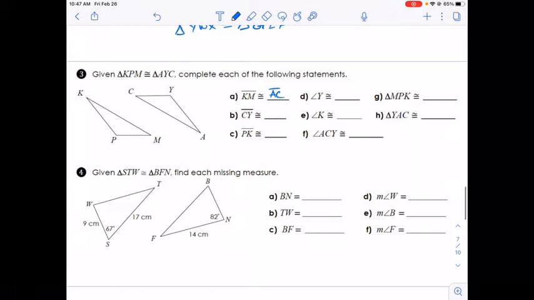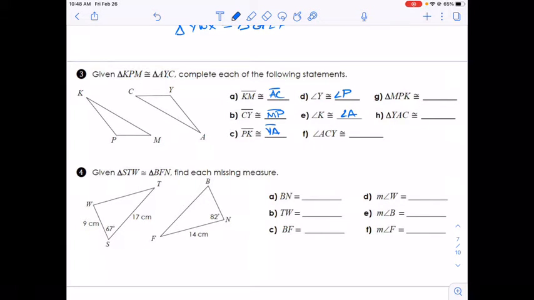Okay. B, we have CY. I'm going from the third to the middle. So this is going to go from M to P. Okay, the next one here is PK. So that's P to K, that's the middle and the first. So we're going to go YA. Got to make sure they match. So angle Y, now we know, is going to match up with angle P. Okay, angle K is going to match up with angle A.